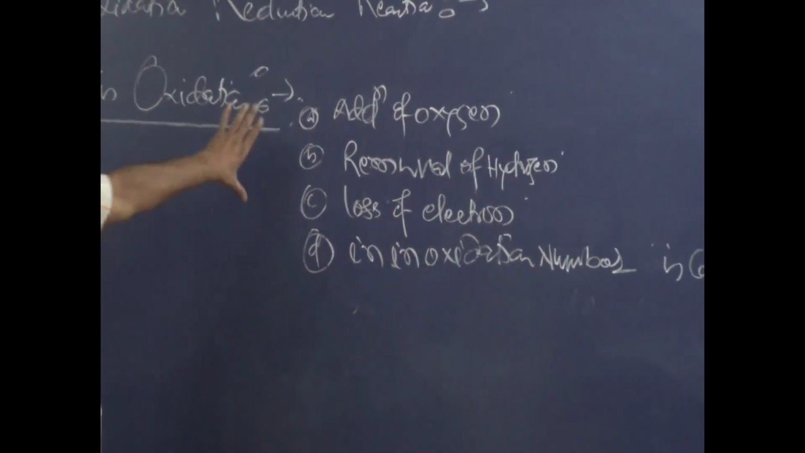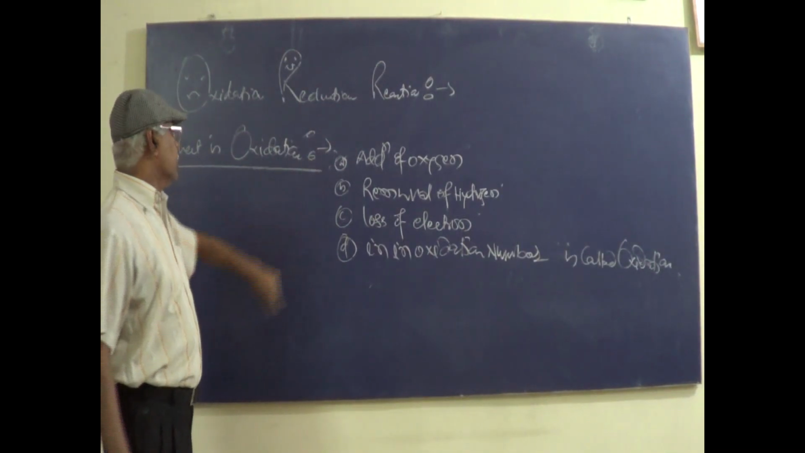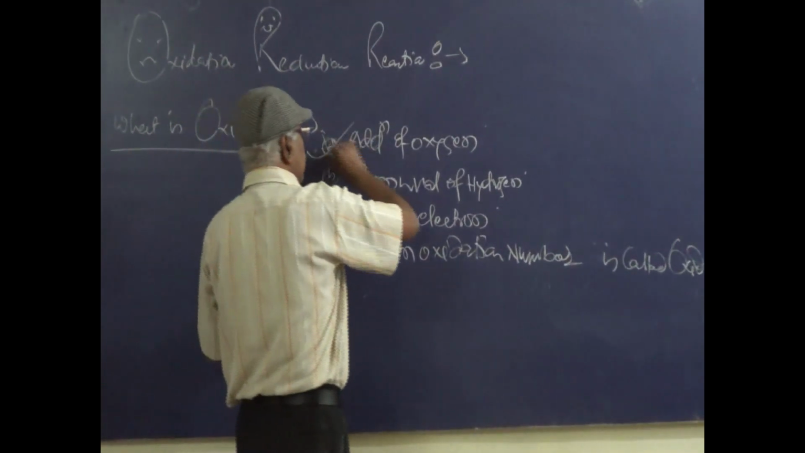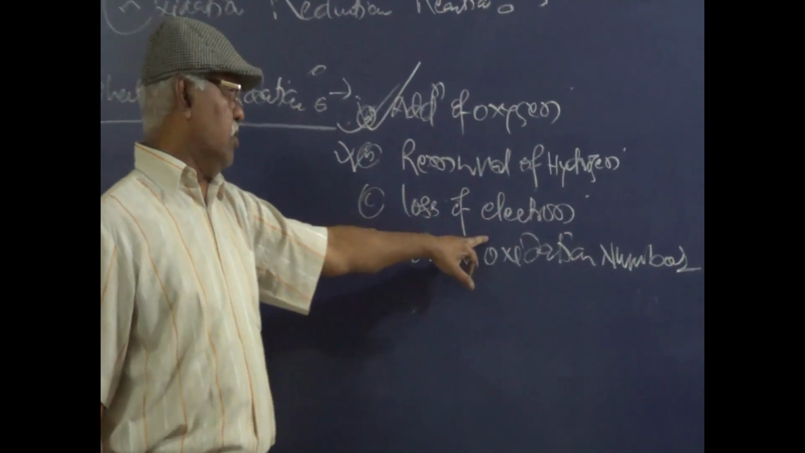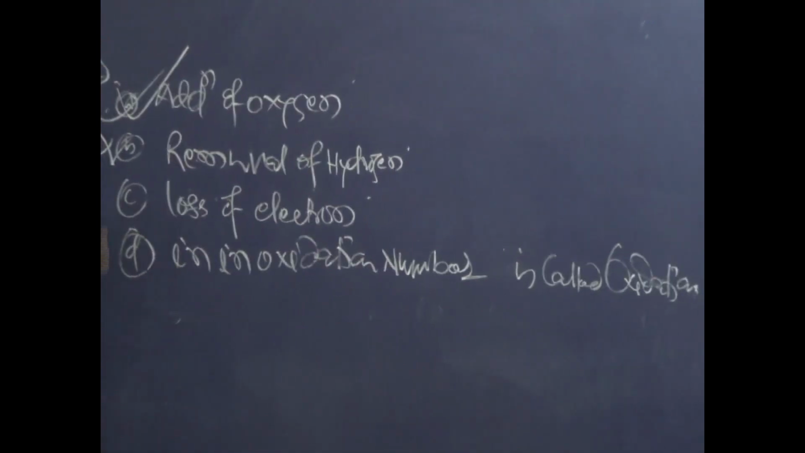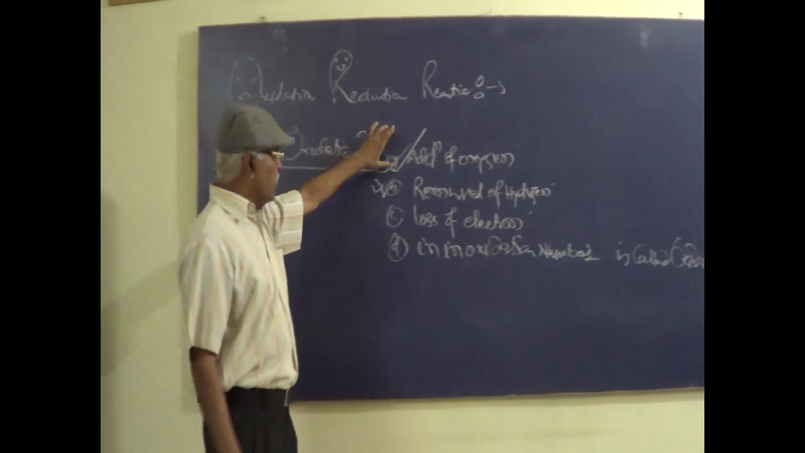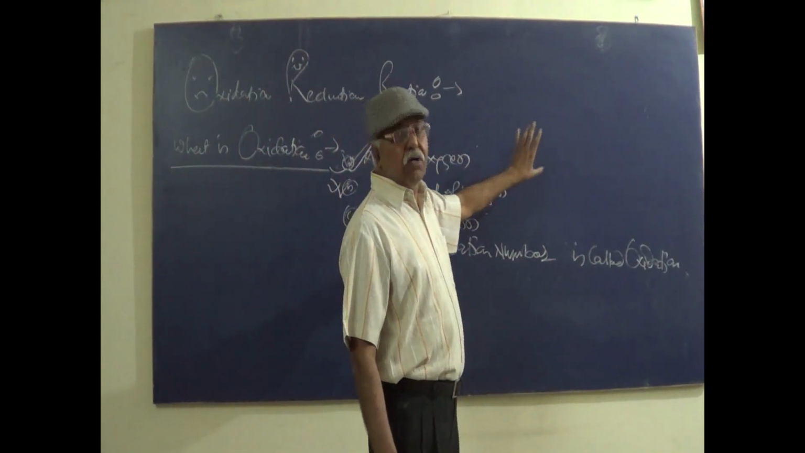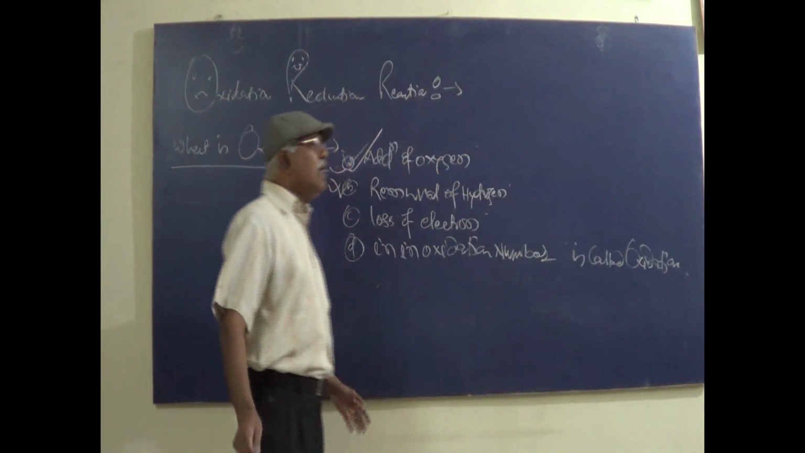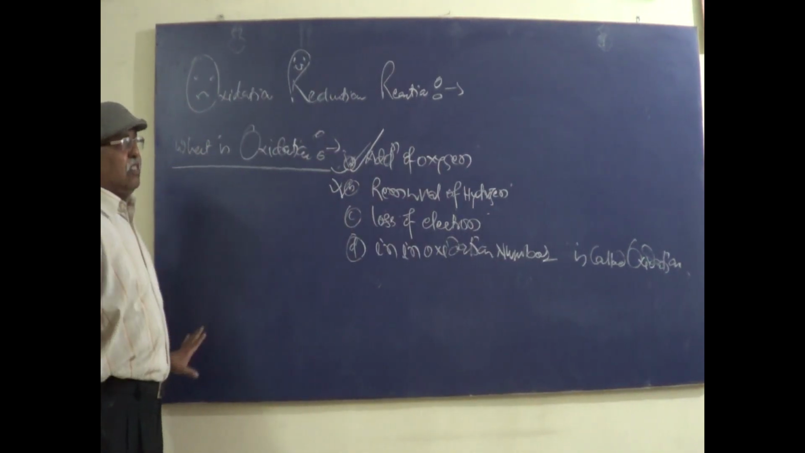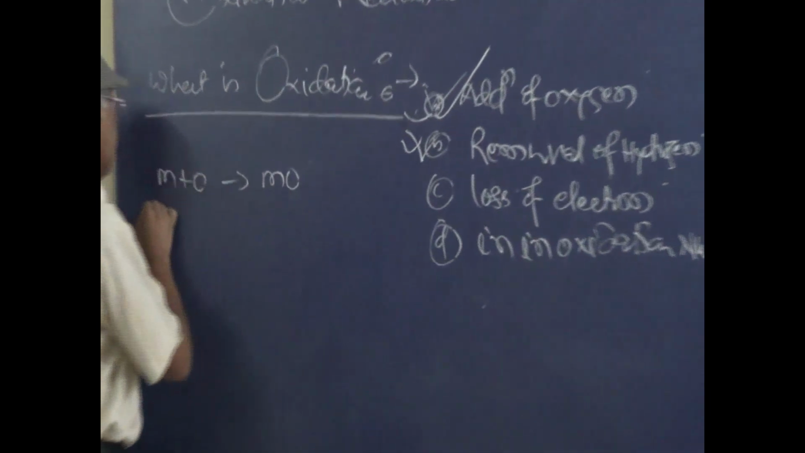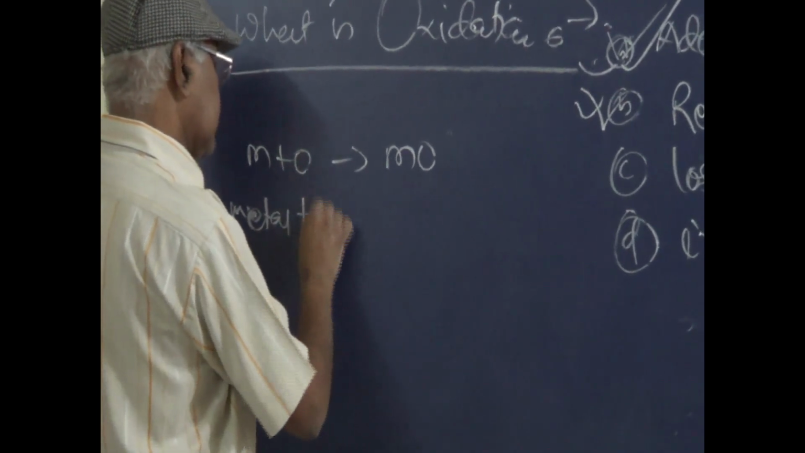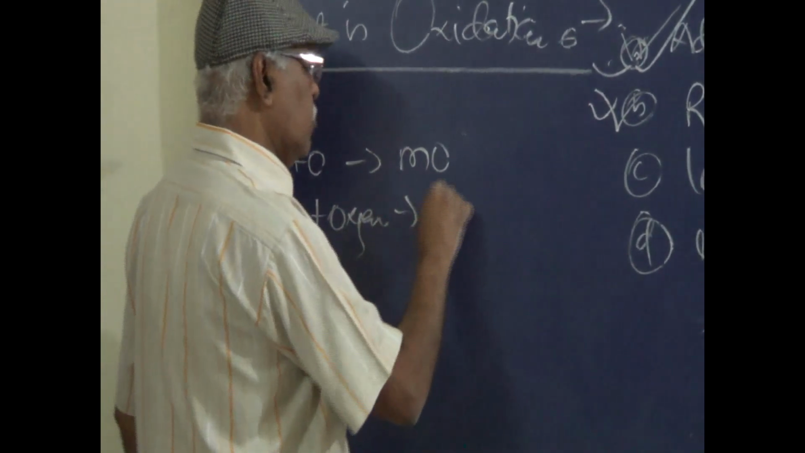Children, these are all things you are going to study even in 11th and 12th and in future also. Addition of oxygen we have to teach much, not that. Removal of hydrogen also we can cover, but loss of electron and increase in oxidation number are not in the part. Let me stick to the NCERT, a little bit advanced. Addition of oxygen and removal of hydrogen is called oxidation. Wherever metal plus oxygen gives metallic oxide, oxygen is added.